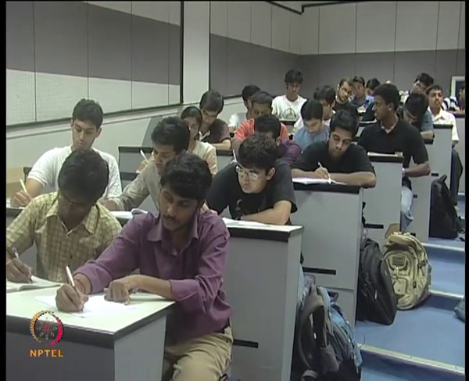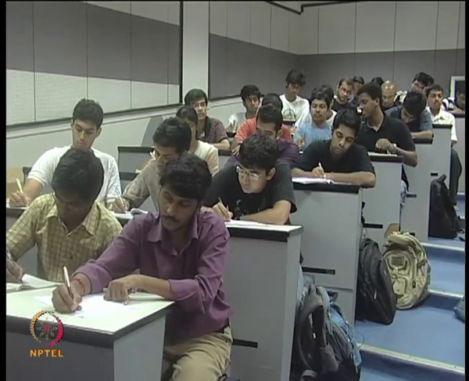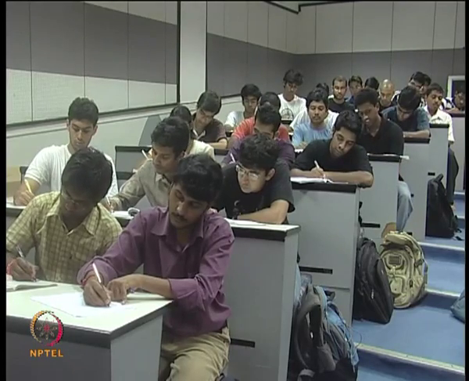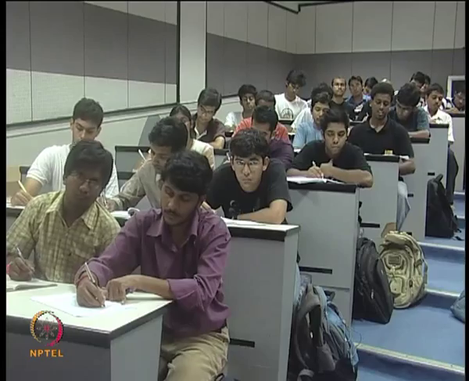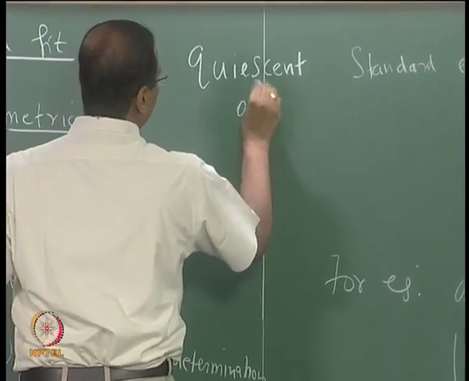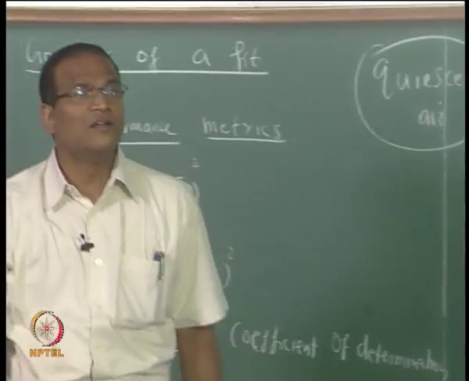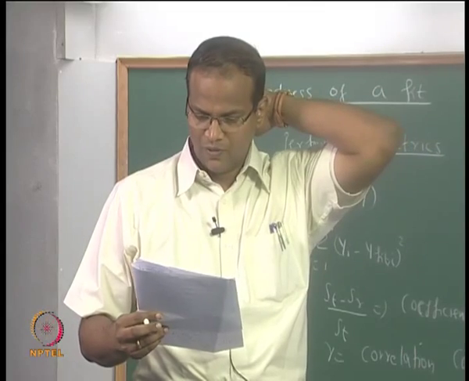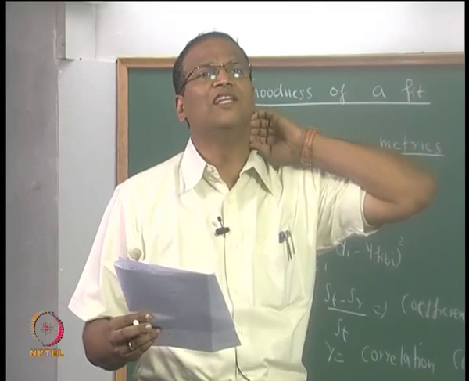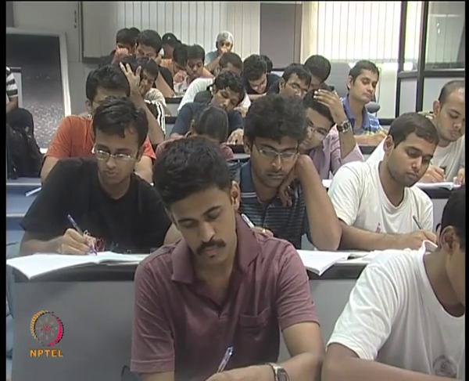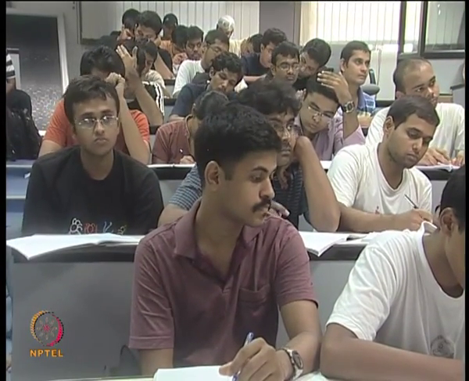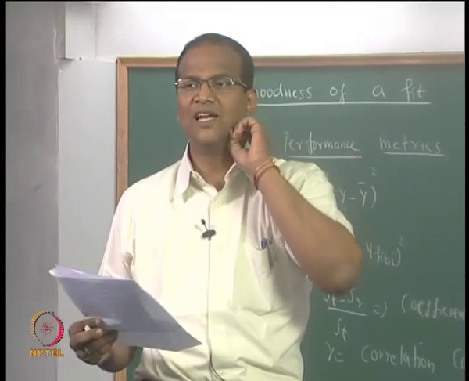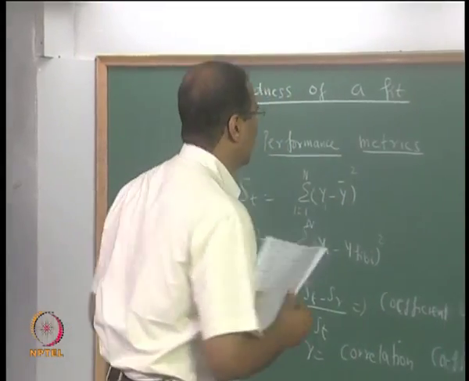Such a system is placed in cold quiescent air. What does it mean? Stationary, still air. Such a system is placed in cold quiescent air at T infinity equals 30 degrees Celsius, with a heat transfer coefficient of h equal to 8 watts per meter squared Kelvin.